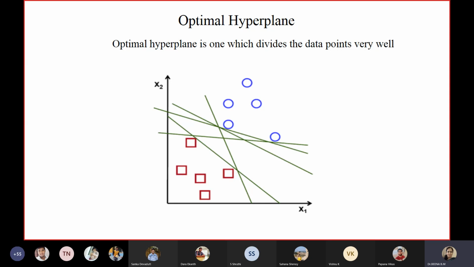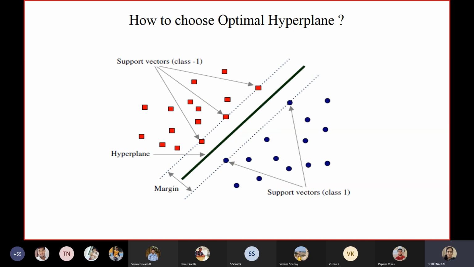An optimal hyperplane is the line which divides the data points into proper categories. So now here you can see this is class 1 and this is class 2, and the points near to the line are called support vectors. These are support vectors and they are stored in the support vector class, and this is support vector class 1 and this is support vector class 2.